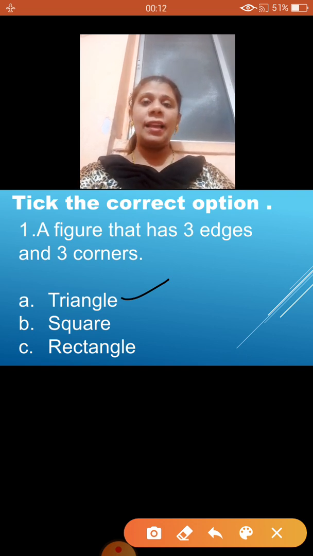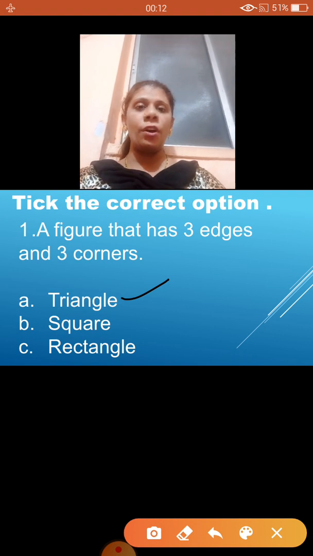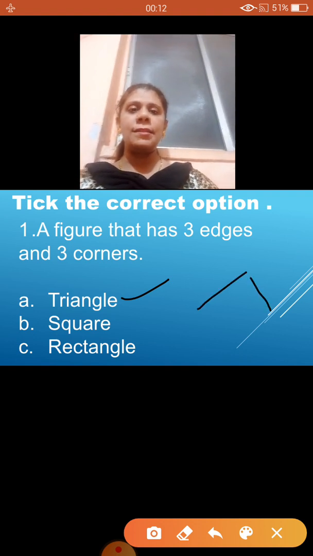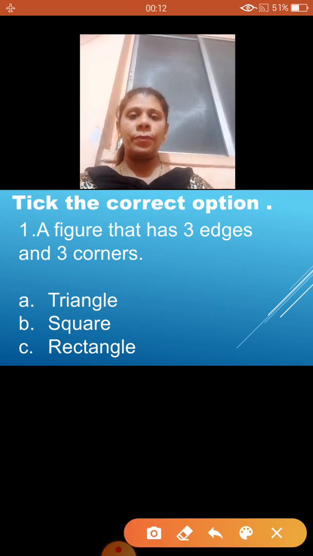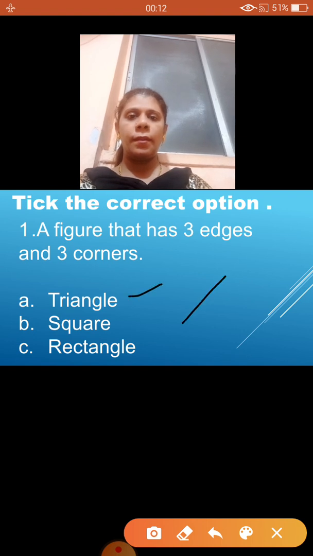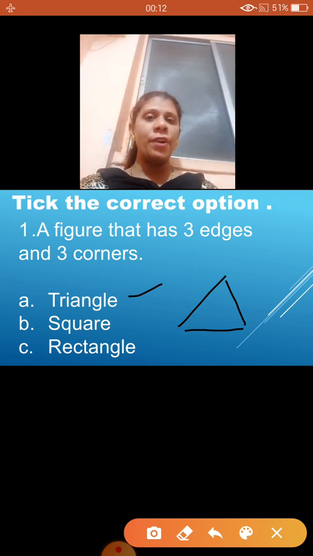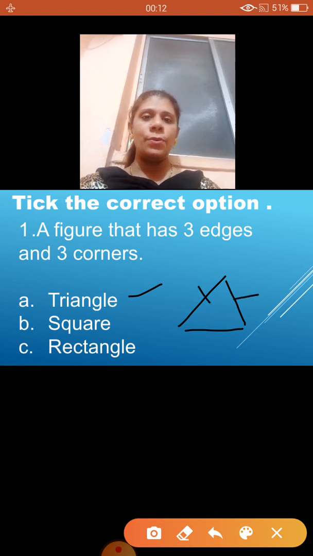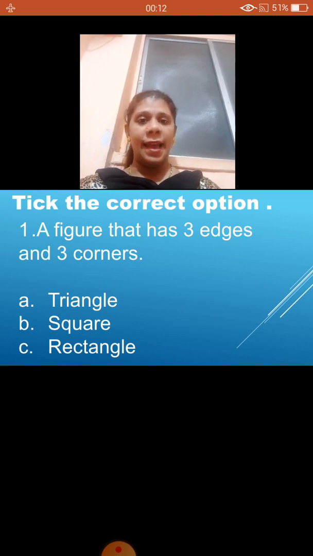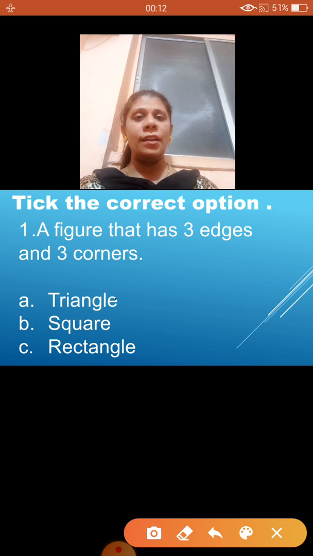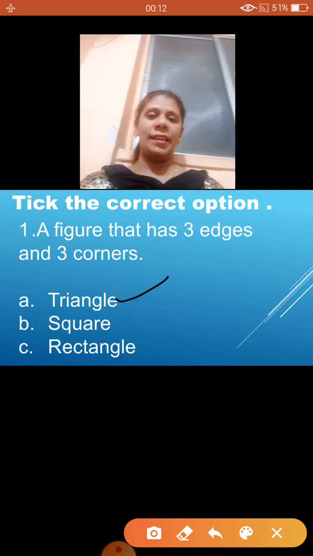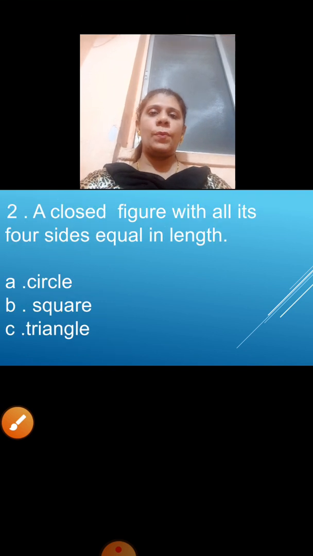Because in a triangle, have you seen how many edges and how many corners? See, this is the shape of a triangle. Wait, I'll show you. See, this is the shape of a triangle. How many edges and how many corners is it having? 1, 2 and 3. So, a figure that has 3 edges and 3 corners. What is that figure? Triangle. Correct. Now the next question.